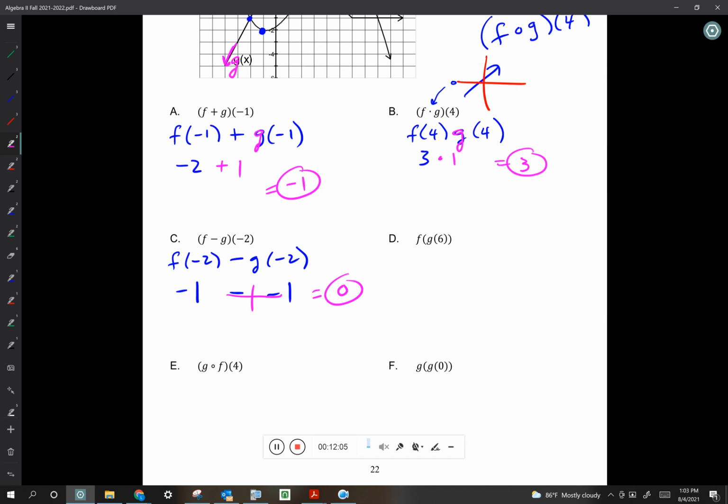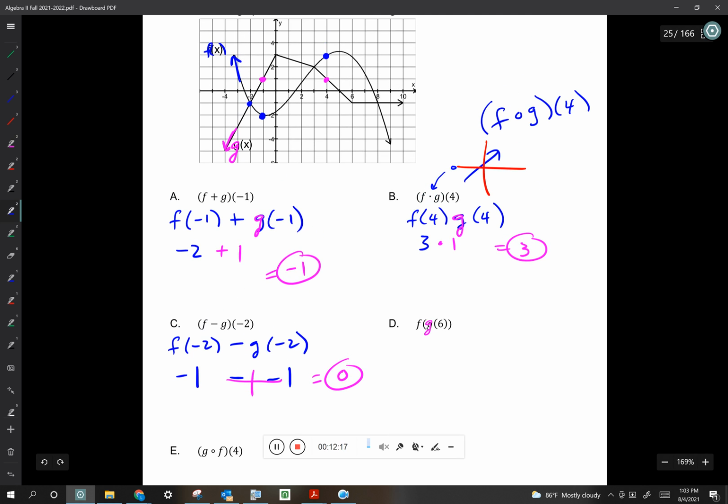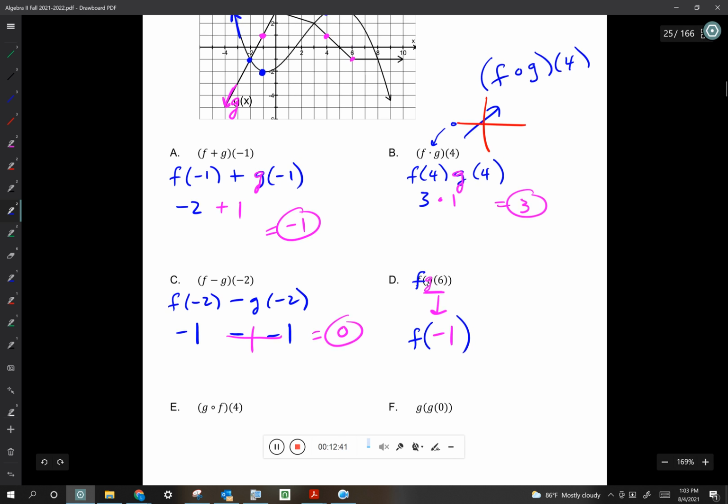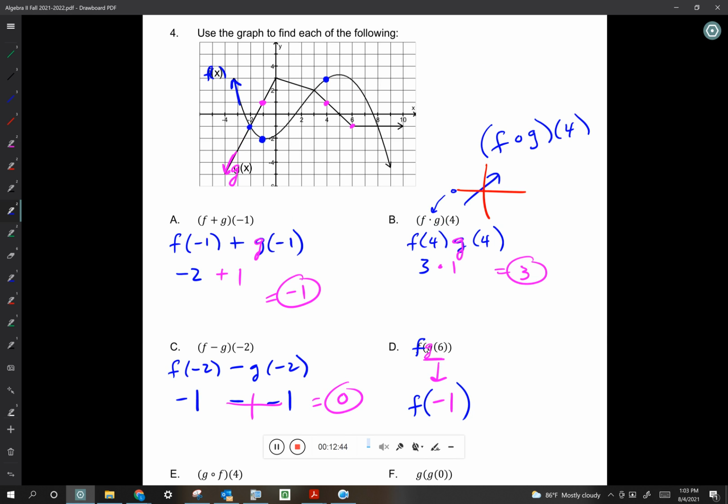Okay, so letter D, is that multiplication or is that composition? And I'm hoping you're saying, oh, that's composition, right? So start on the inside. What is g of 6? Well, here's where x equals 6. Go up. Where does that hit the g graph? Right here. Hits the g graph at -1. So we're saying this part, g of 6, is -1. But isn't that still inside of that f? Okay, so now what is f of -1? Well, go to where x is -1. Where does that hit the f graph? We already found that one. That hits at -2.